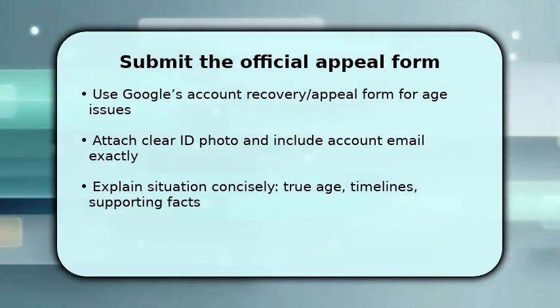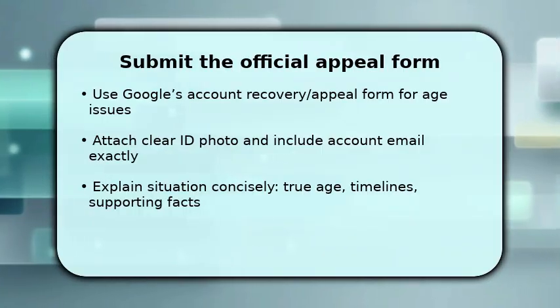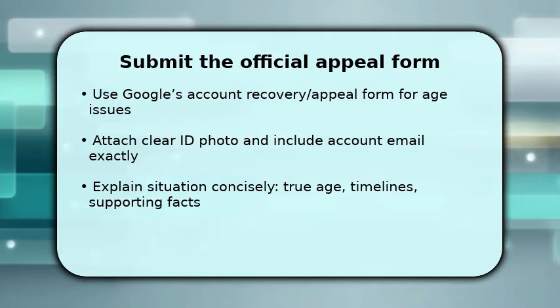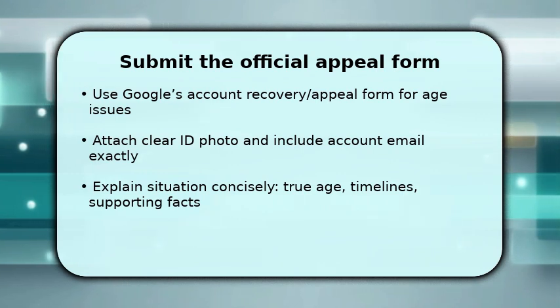In the explanation box, keep it concise but informative. State your true age, relevant dates, and why the account should be reinstated. Once submitted, you'll receive an automated receipt. Note the case number and expect a response within several days to a few weeks, depending on review volume.